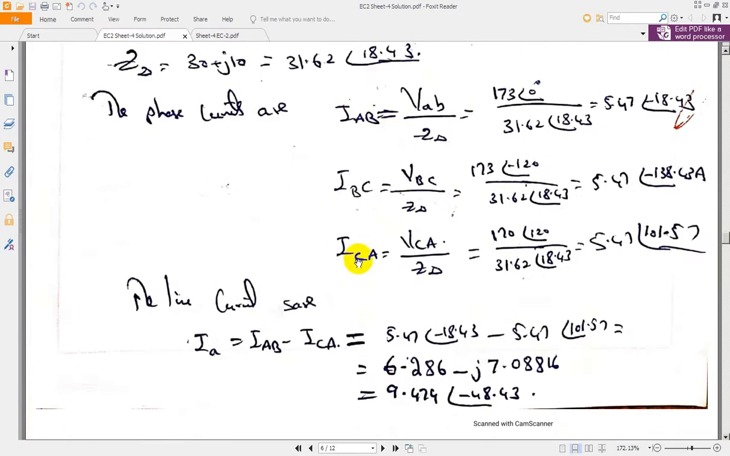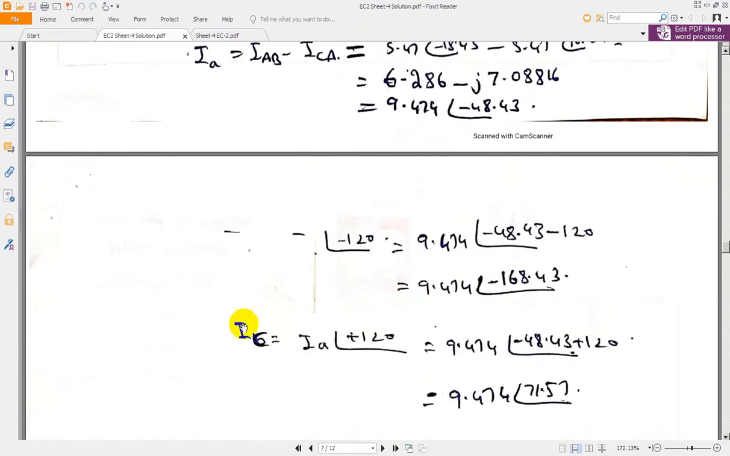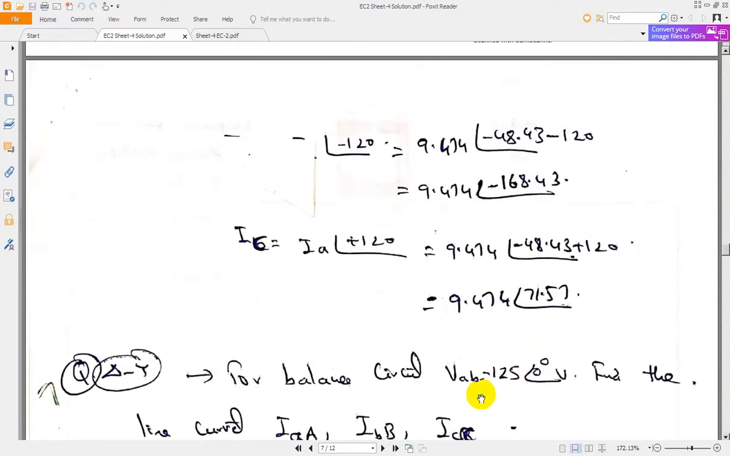We have evaluated the phase currents and also the line currents. This is IB. IB is equal to IA at an angle of minus 120. This is the IA value, and to that we are adding minus 120. This is the IA value, and to it we are adding plus 120. You will get this value. This completes our question number 6.